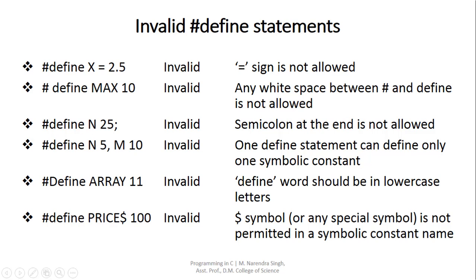The fourth statement, hash define N 5, M 10, is an invalid define statement because one define statement can define only one symbolic constant. The fifth statement, hash define array 11, is an invalid define statement because the defined word should not be in lowercase letters. The last statement, hash define price $100, is an invalid define statement because the dollar symbol or any special symbol is not permitted in a symbolic constant name. Remember all these rules so that you can define a symbolic constant properly.